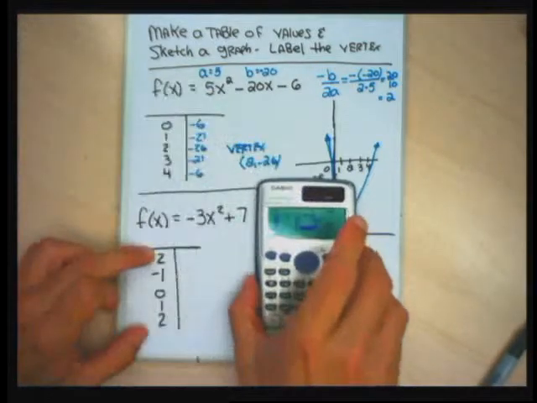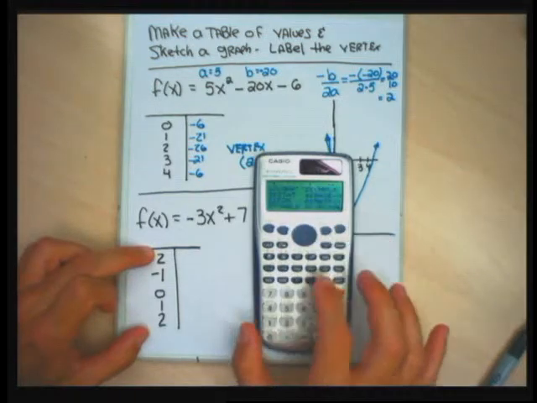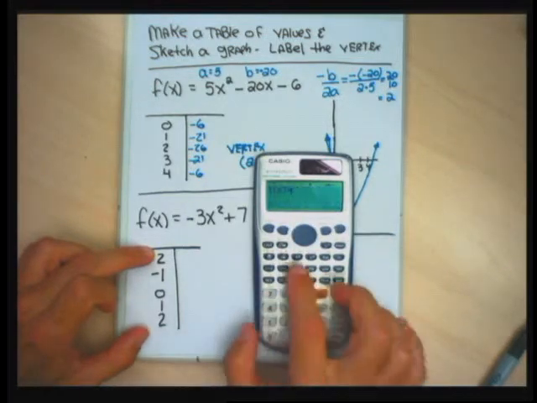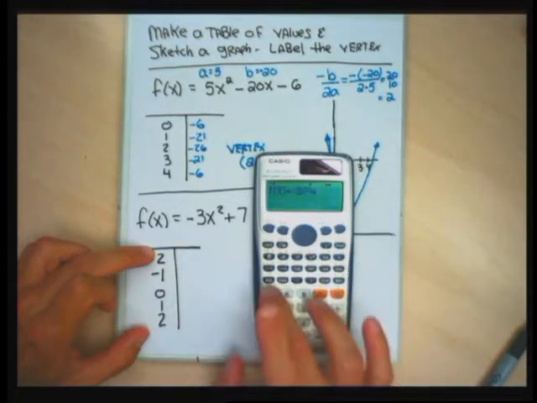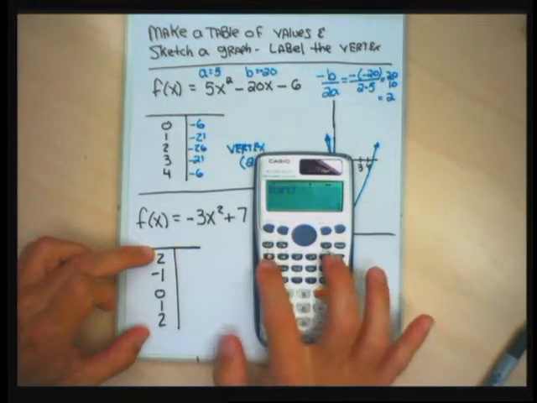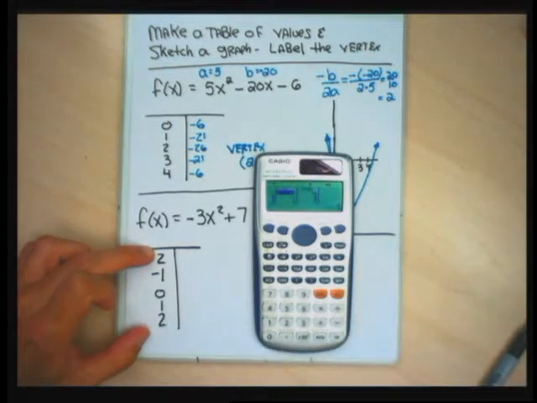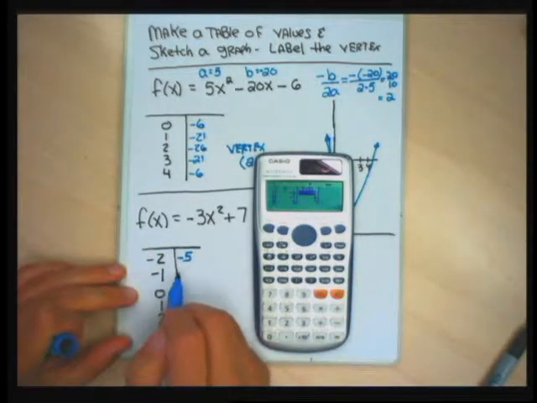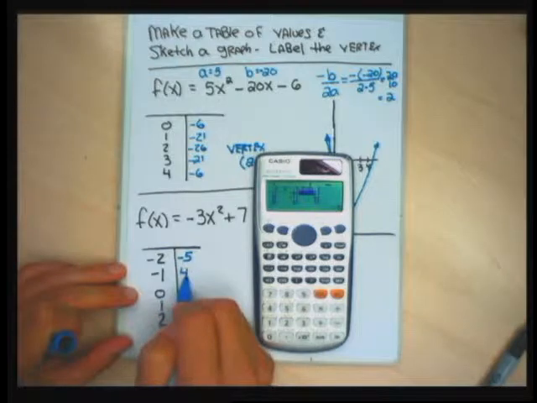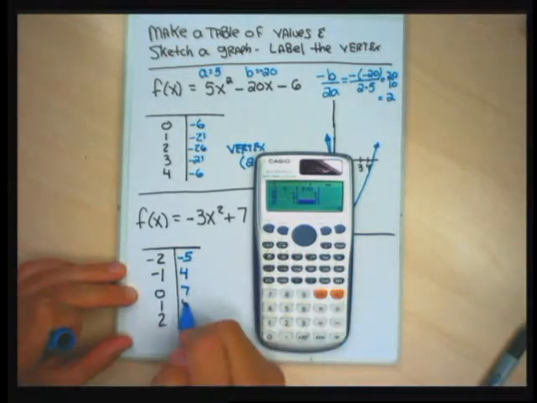And let me do that table real quickly here. So now, mode table, -3 alpha x squared plus 7. Start at -2, end at 2, step 1. So next to the -2, I see -5. Next to the -1, I see 4. Next to the 0, I see 7. Next to the 1, I see 4. Next to the 2, I see -5.